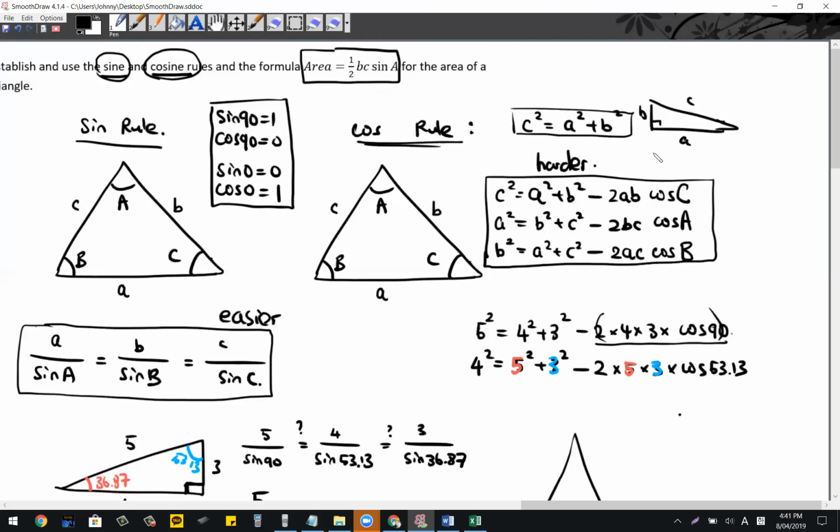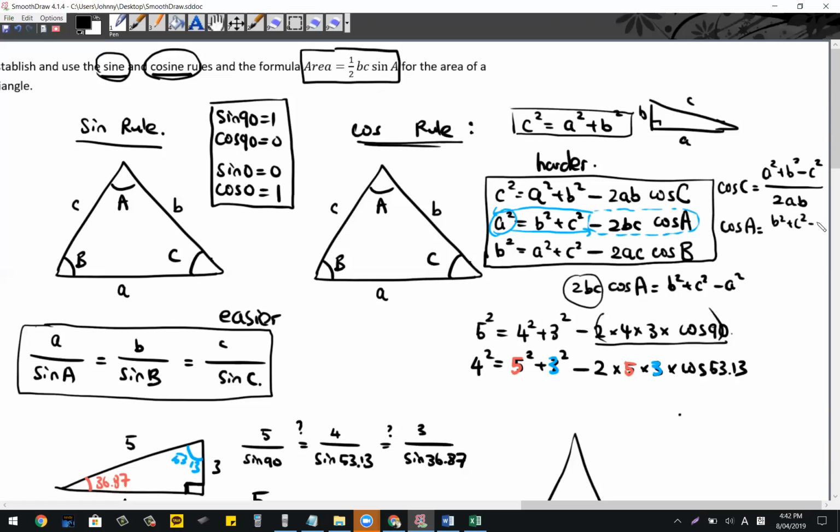So one more thing you have to learn is that in order to figure out an angle, sometimes you have to use the cosine rule. If we rearrange this equation, cosine C is equal to a squared plus b squared minus c squared over 2ab. Similarly, if you rearrange this one, I'm moving this one to this side and this one to the other side. Then I get 2bc cosine A equals b squared plus c squared minus a squared, right? And then you divide by this, and you get cosine A equals b squared plus c squared minus a squared over 2bc. Got it?